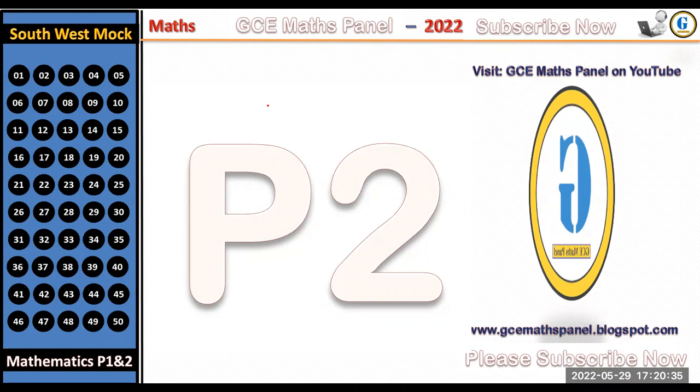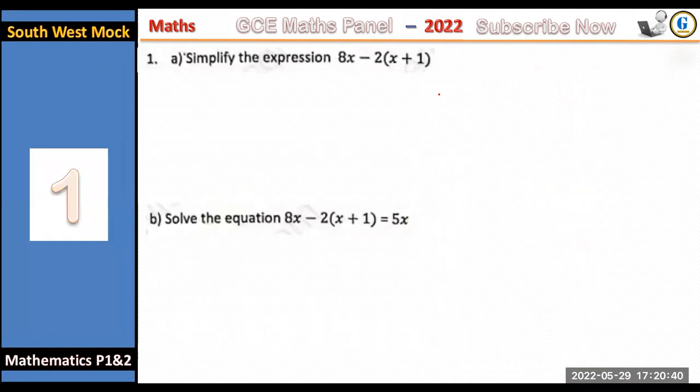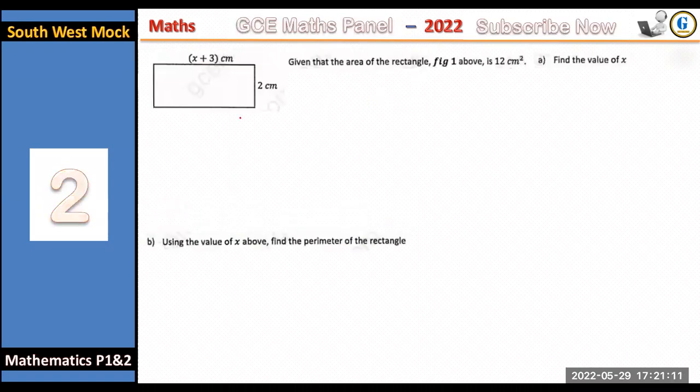So we begin at once with paper 2, section A. So the first question reads, simplify the expression 8x minus 2 into x plus 1. So with this, we just expand this bracket. That will give us 8x minus 2x. Now minus 2 times plus 1 is minus 2, right? Yes, sir.